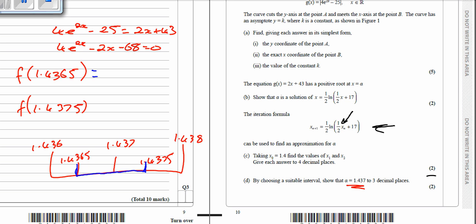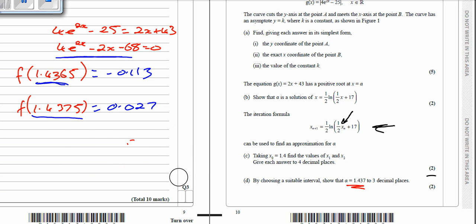That's what we do. So you're going to substitute 1.4365 into our equation, and 1.4375 into our equation. So if we substitute 1.4365 into this thing here, that gives us minus 0.113. And if we do it with 1.4375, you end up getting 0.027. So therefore we see that 1.4365 is negative, 1.4375 is positive.